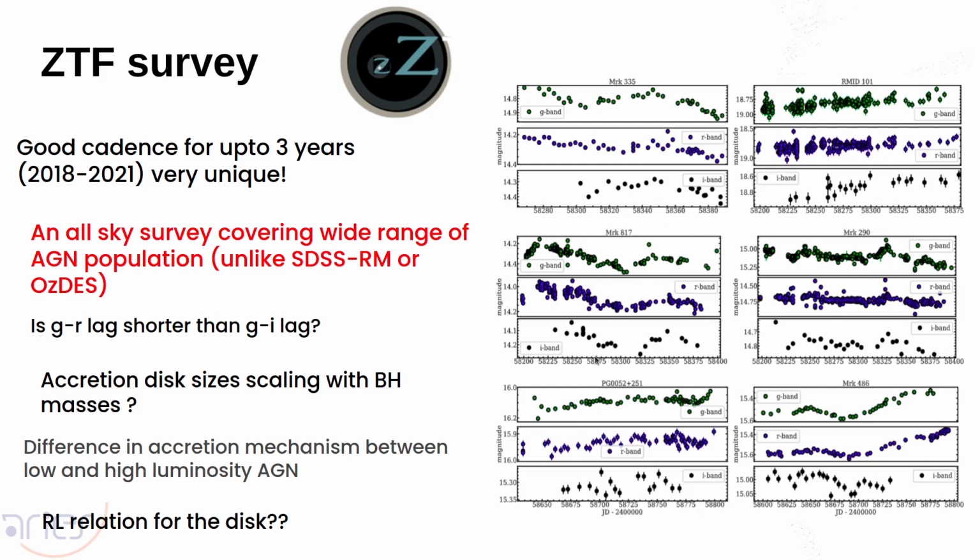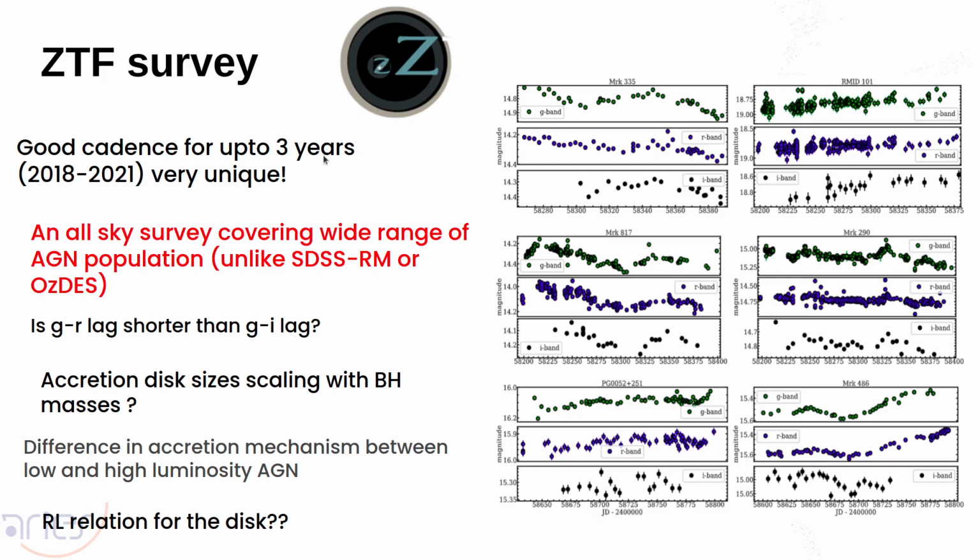When I came here, I was analyzing the results from this project. This is a result from the ZTF survey. It is basically an all-sky survey operating from the Lick Observatory in California, and they observe the entire sky every third night. So every 3 days, we have one or two data points. This survey has been running since 2018, and I analyzed data till 2021 only. So we have good cadence for 3 years: around 1,000 days, with 300 to 400 light curve data points.